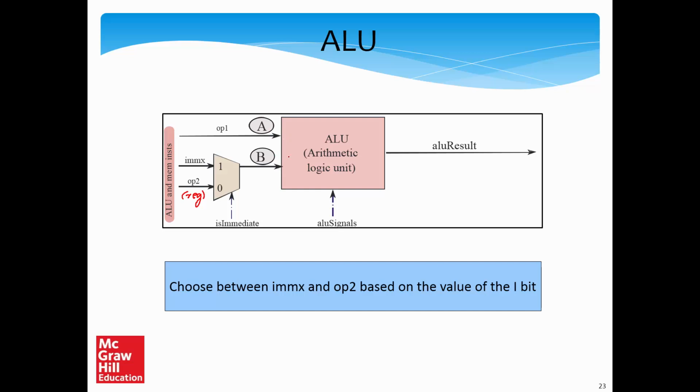The arithmetic logic unit can do any kind of arithmetic or logical function, such as add, subtract, multiply, divide, and even and, or, and not, all kinds of arithmetic and logical functions. There are a set of ALU signals that direct the ALU on what needs to be done. Again, these are generated by the control unit, and the ALU produces a result called the ALU result.